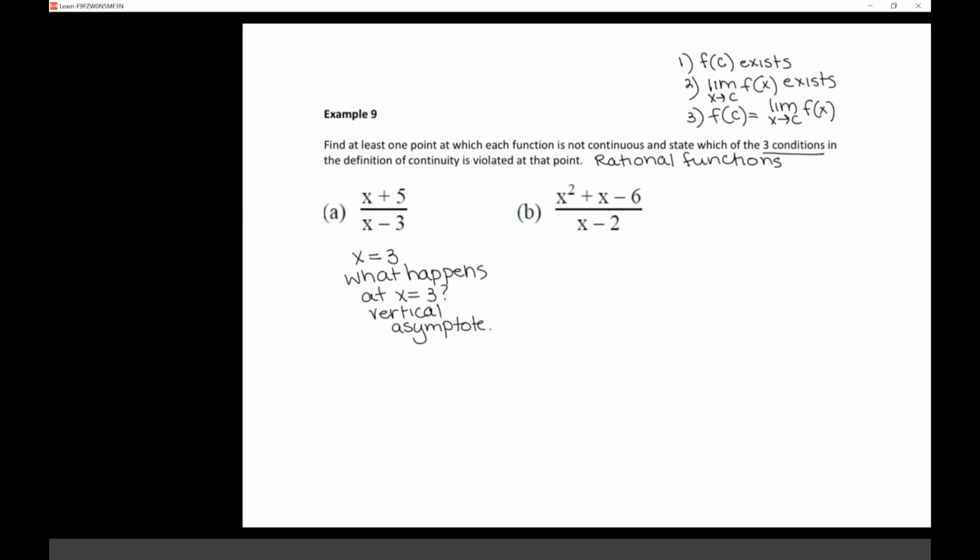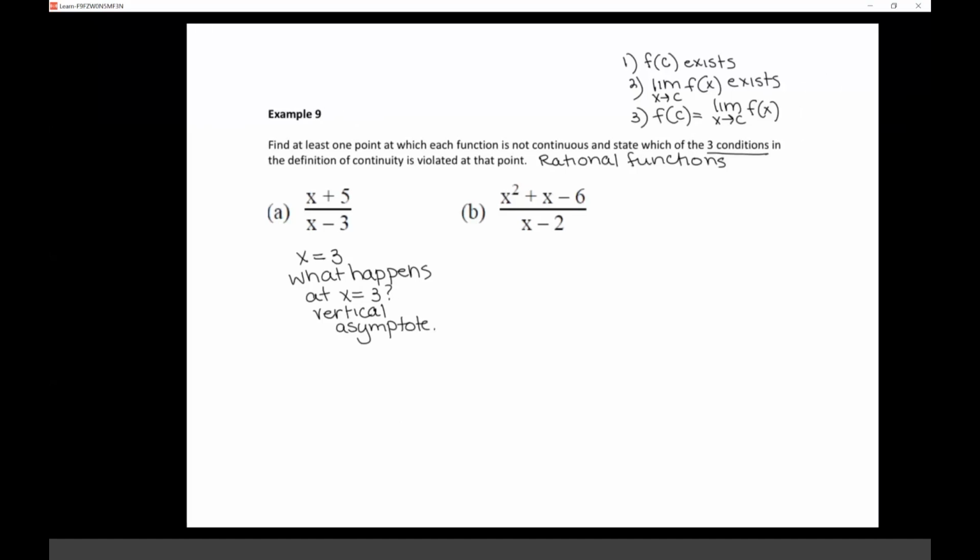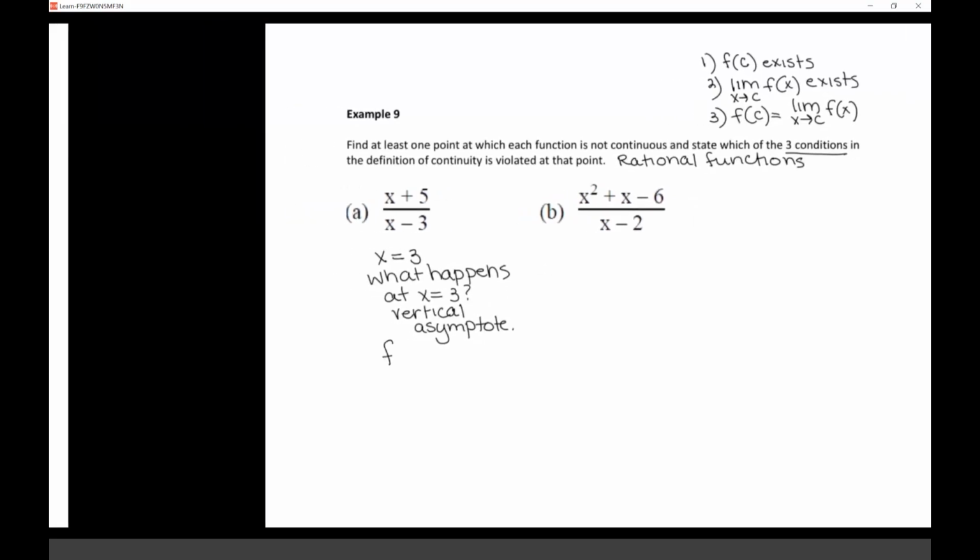So essentially what happens? Well, the function value doesn't exist, so f of 3 doesn't exist, right? Remember, at a vertical asymptote, you can't ever reach the x value. Also, the limit as x approaches 3 doesn't exist. So you can take your pick there, because the function is shooting off to infinity.